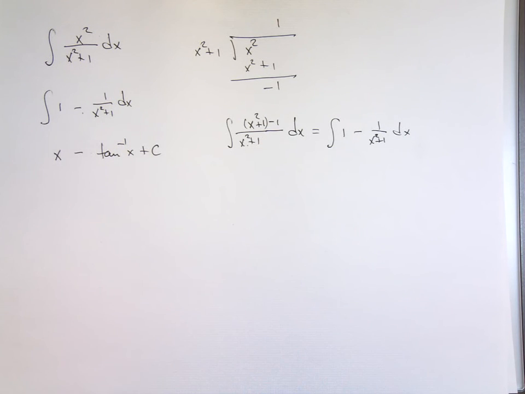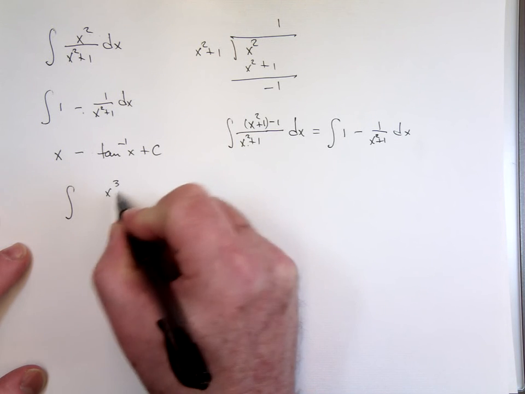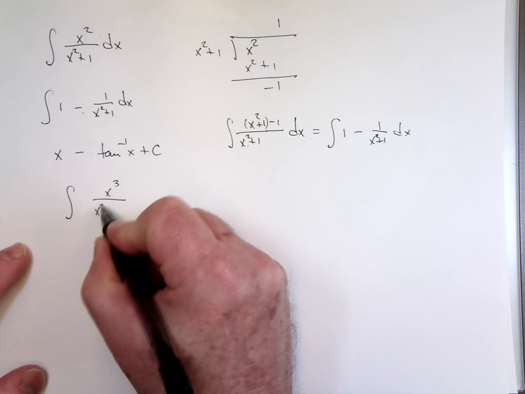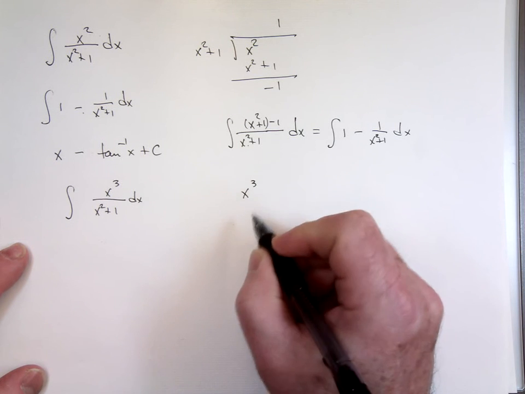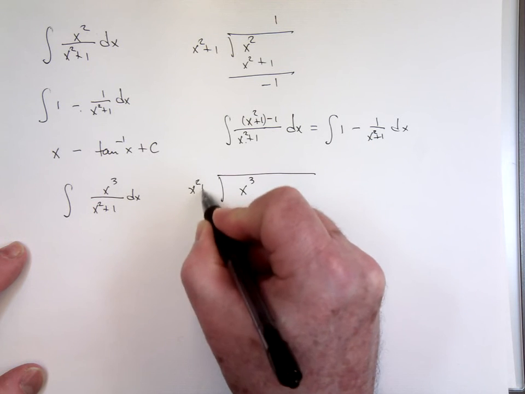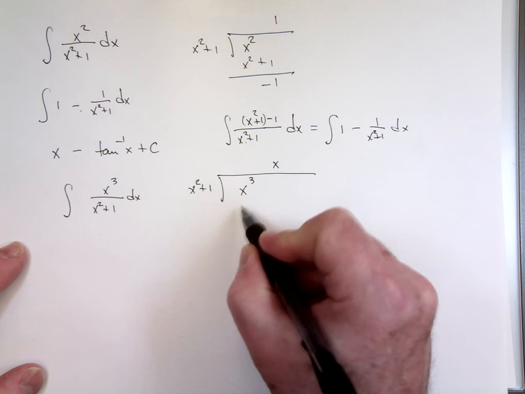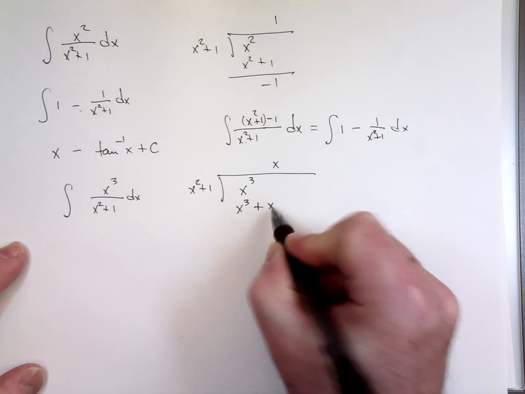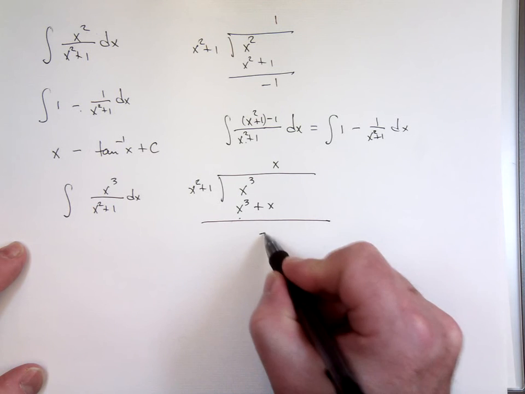Number 4, you really have no choice in the matter but to do the long division first. Let's do it. It's x cubed divided by x squared plus 1. x squared times x is x cubed. Subtract. We have x minus x over x squared plus 1.